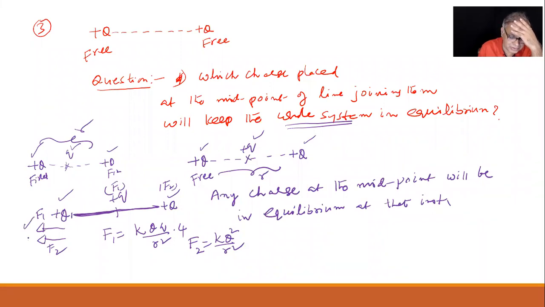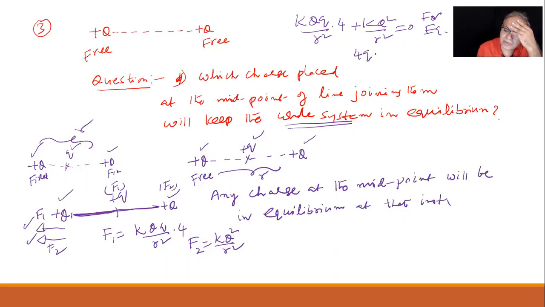So they are in the same direction. So I'll add them up to make it 0. So k q by r square into 4 plus k q square by r square is equal to 0 for equilibrium, for the net force to be 0. So r square cancels, you get 4q equals minus q, so q equals minus q by 4. So that means in the middle, if I place minus q by 4, force on this also will be 0, force on this also will be 0, force on that anyway is 0. So the whole system is in equilibrium now, though that will be unstable.